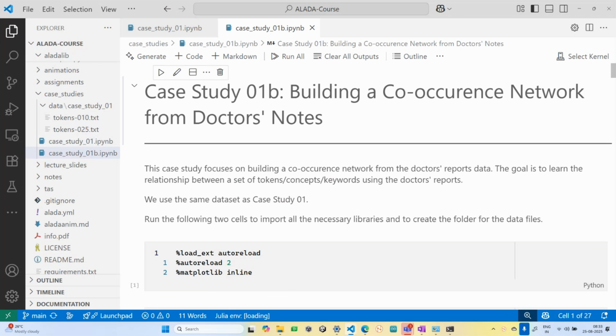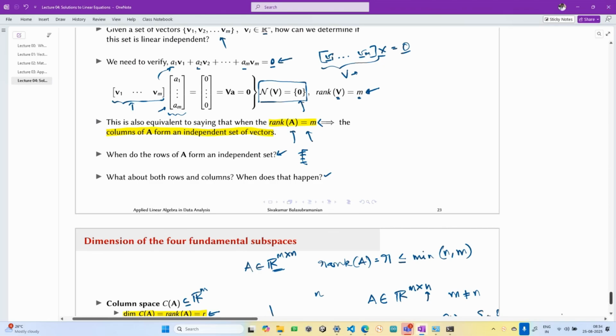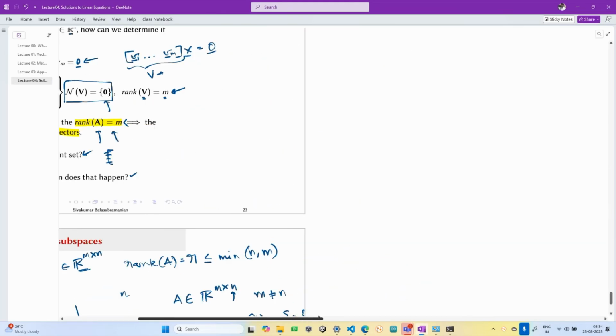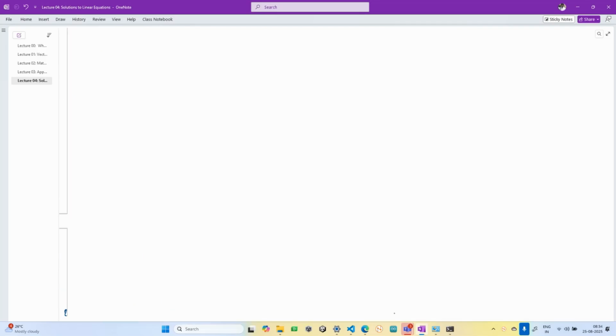You're essentially looking at correlations. Right? That's another way to put it. So we want to build what is called a co-occurrence network, which is essentially a network of terms, medical terms, or some terms, and how they might be related to each other. And one way to represent this idea of co-occurrence is through a graph.